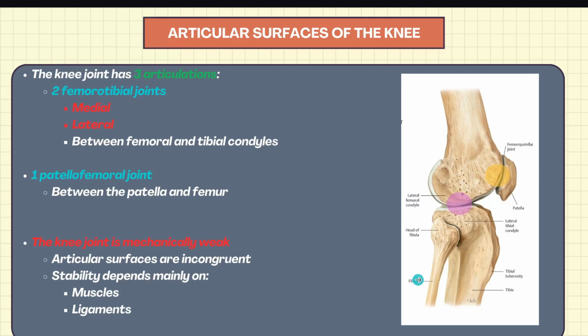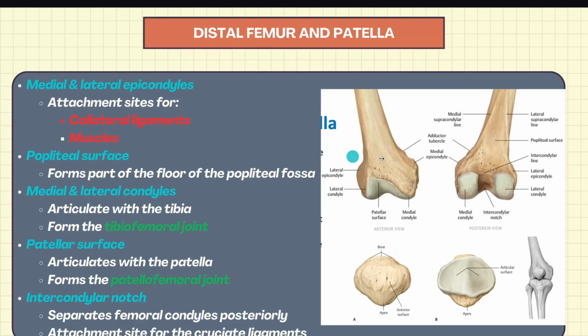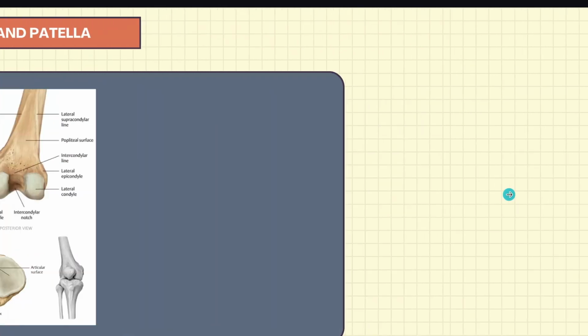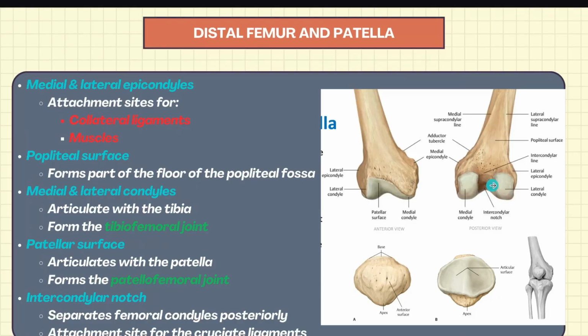Now, articular surfaces of the knee. The knee has 3 articulations. It has 2 femorotibial joints. I'll show you in the picture over here better. In here you have 1 joint over here and 1 joint over here. One articulation, another articulation here.